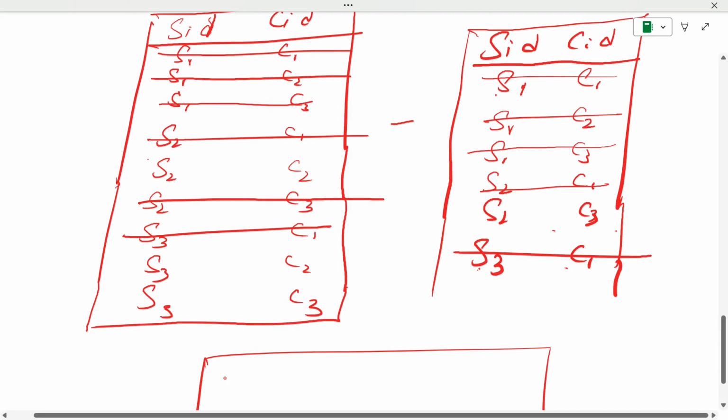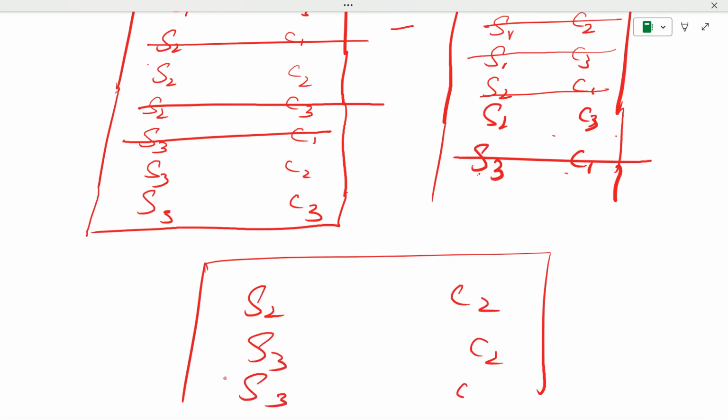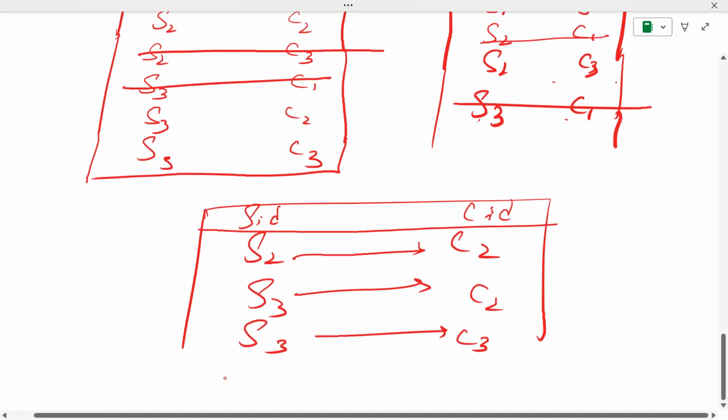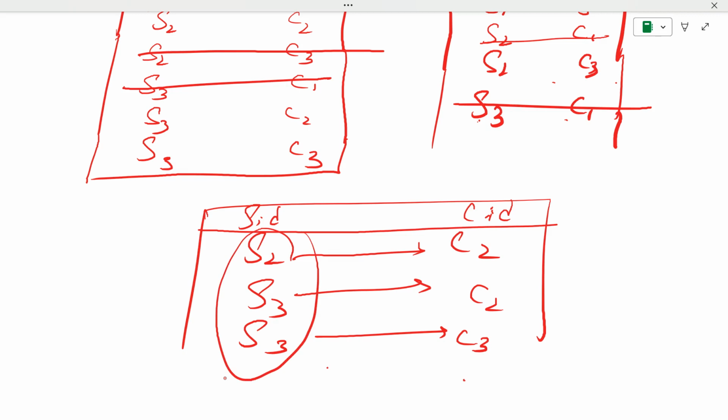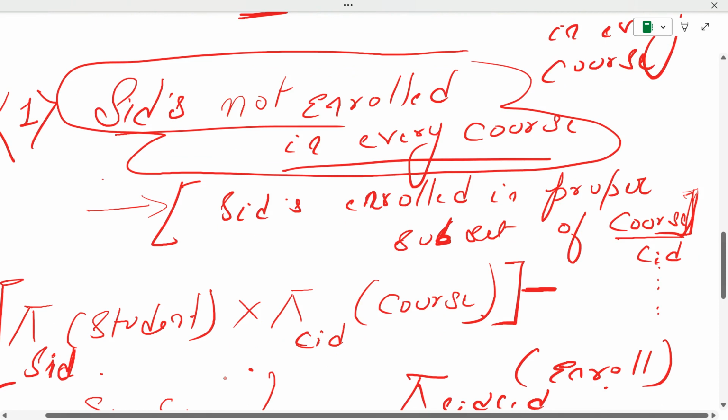So what are those? Those are S2 C3, S3 C2, and S3 C3. These combinations are actually not present. So these are the SIDs which are not enrolled in the corresponding course. From here we get that S2 and S3, these SIDs are not enrolled in all the courses. So this gives us SIDs not enrolled in every course.